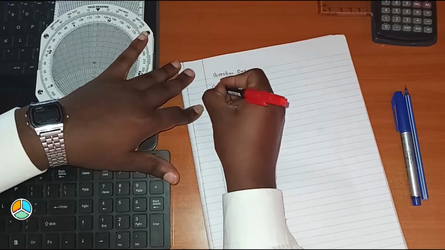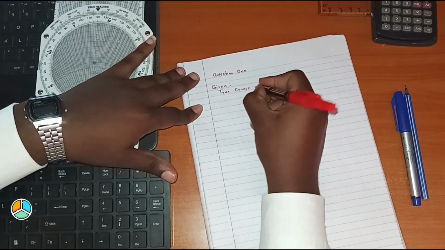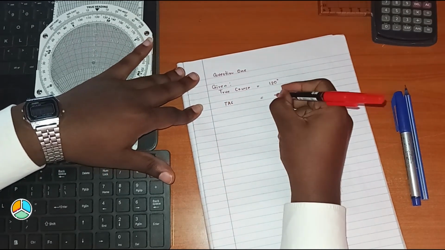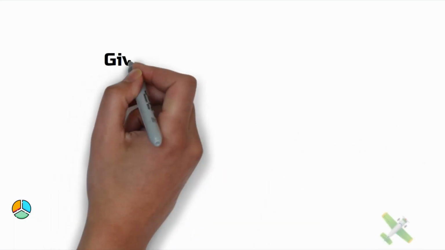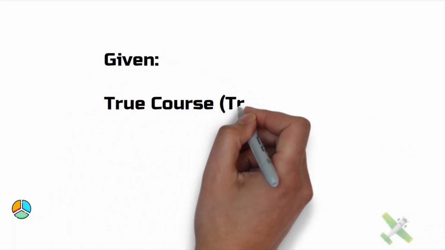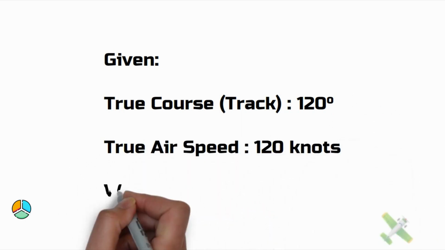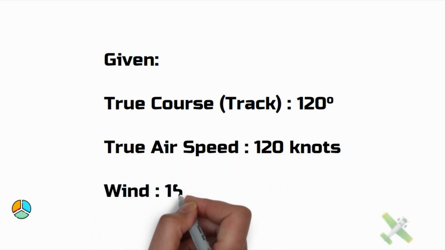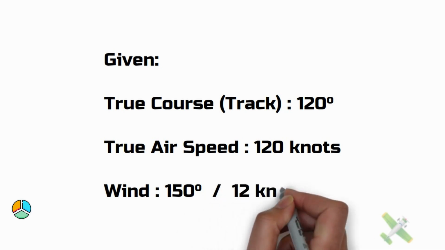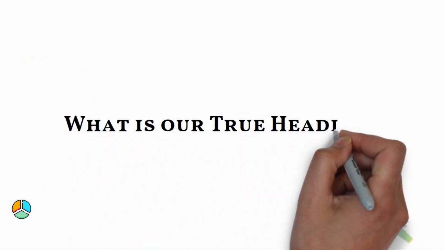First and foremost, let's write down the figures we have been given on our practicing example question. On this question 1, we have been given true course as 120 degrees, true airspeed as 120 knots, wind direction of 150 degrees, and finally wind velocity of 12 knots. Now the question is, what is our true heading?